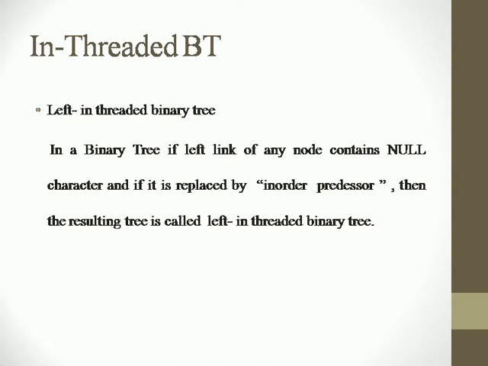In a binary tree, if the left link of any node contains a null value, then it is replaced by the in-order predecessor. In-order predecessor means you have to traverse the entire binary tree using the in-order technique and find the node which has its left link null. For that node, its previous node is known as the in-order predecessor. That node can be used to create a thread. The resulting tree having such threads is called a left in-threaded binary tree.